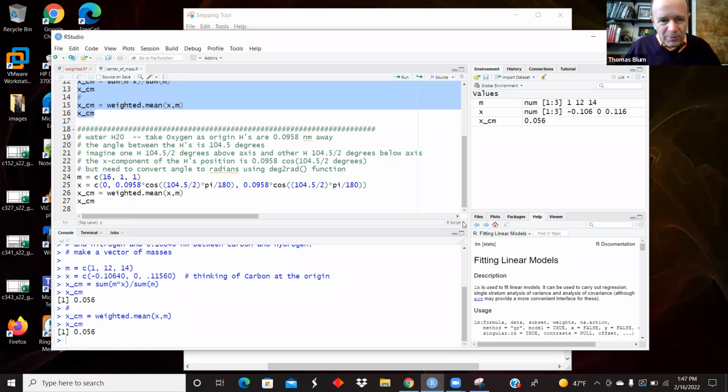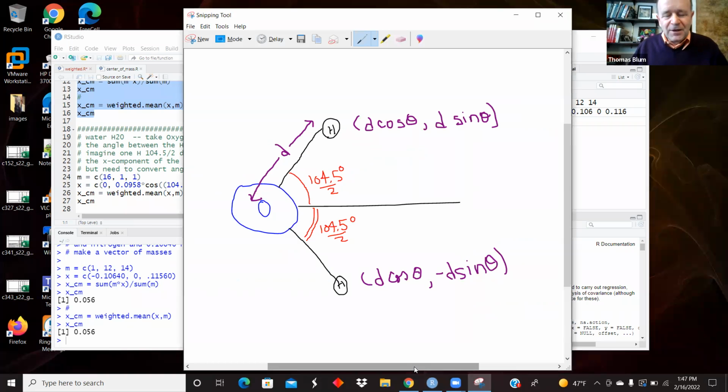let's do water, but water is now not linear, it's more planar. So here's the water with the oxygen in the middle and the two hydrogens off at angles, and that angle between the hydrogens, I'm gonna say is 104.5, that's roughly right. And I'm gonna set it up in a coordinate system where it's 104.5 divided by 2. That's the angle from the upper hydrogen to the x-axis. And the other hydrogen is below by the same amount.